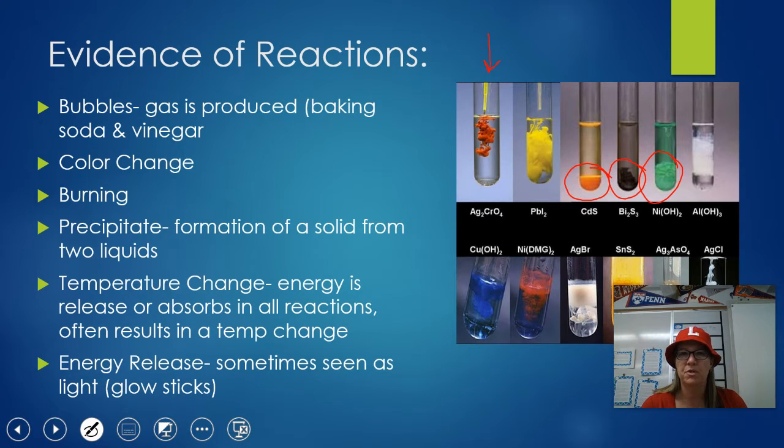So any kind of temperature change is an indication that a chemical reaction is occurring. And again, with that energy release, sometimes we see that as light. When you snap open a glow stick, those chemicals combine and they start to glow and emit light, and that's just energy being released. So all of those are signs of chemical reactions.